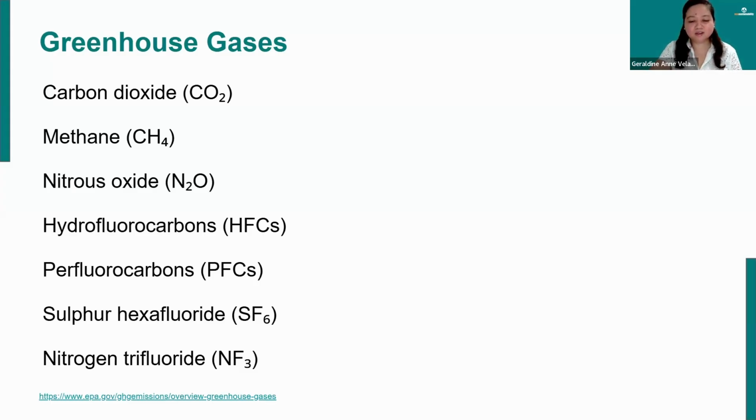Perfluorocarbons, what they are: industrial gases released during processes like aluminum production and electronics manufacturing. Why they matter? They are highly persistent and very potent, remaining in the atmosphere for millennia.